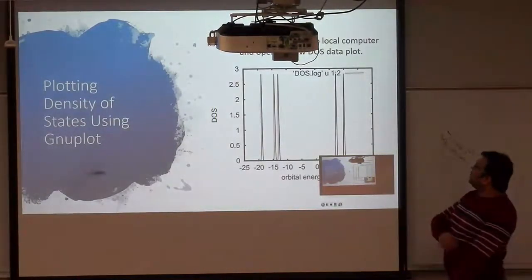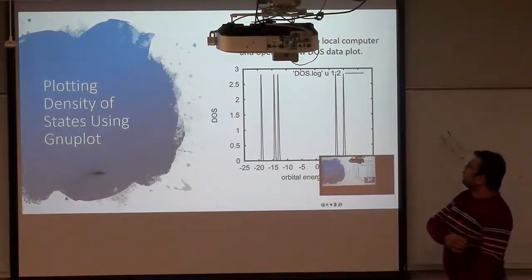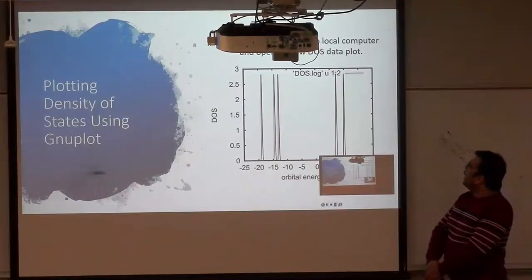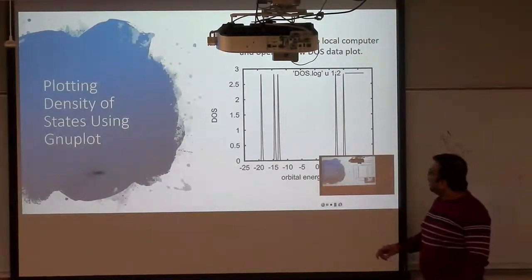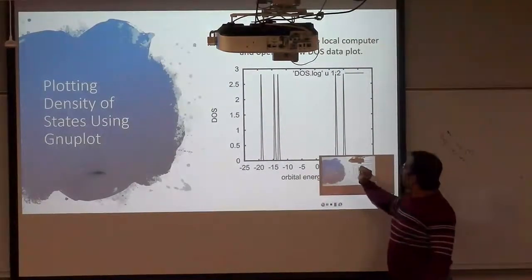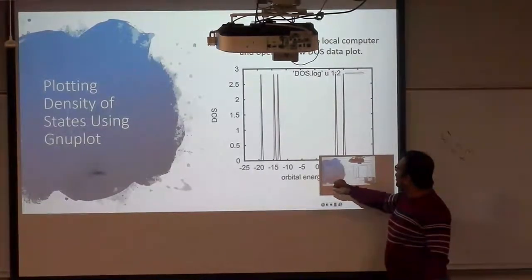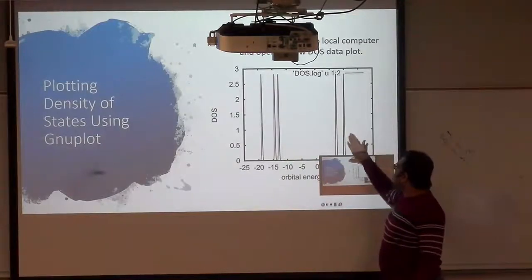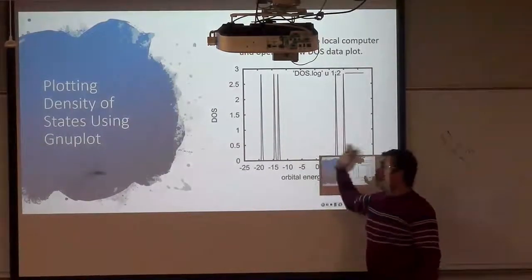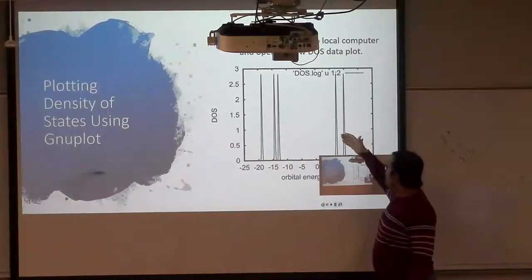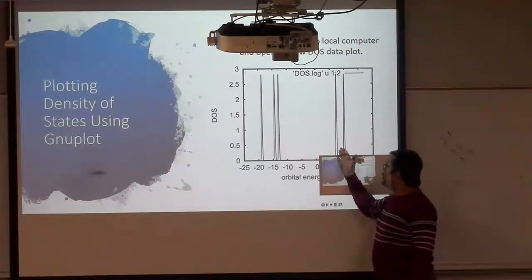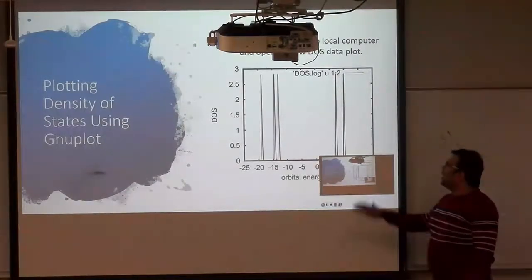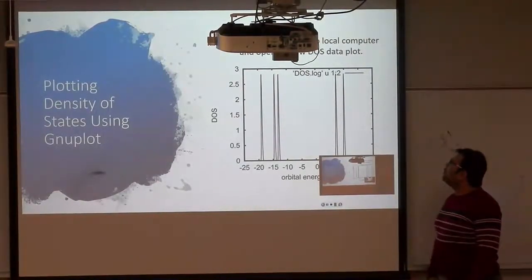And here I have created the density of state function for H2O, and I cannot measure the band gap, but this one is the valence band, this one is the conduction band, and the gap between the conduction band and valence band should be the band gap. So we have plotted that using the GNU software.